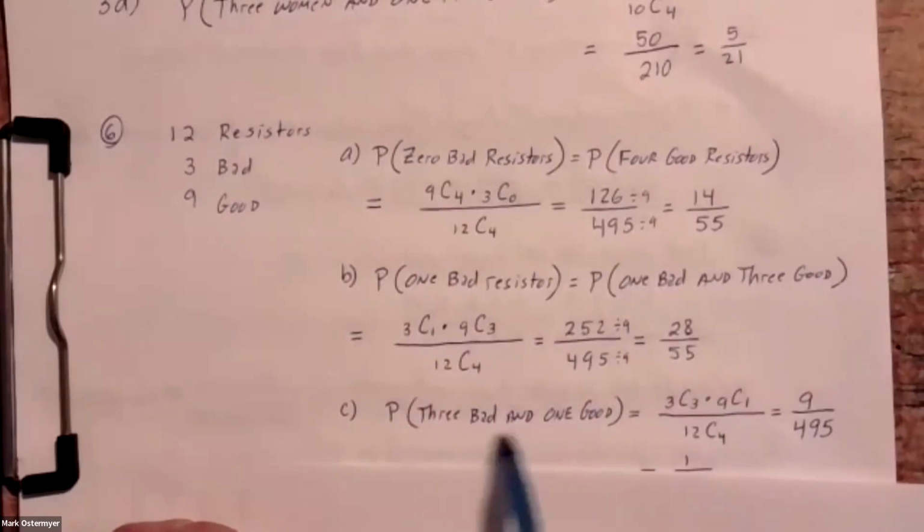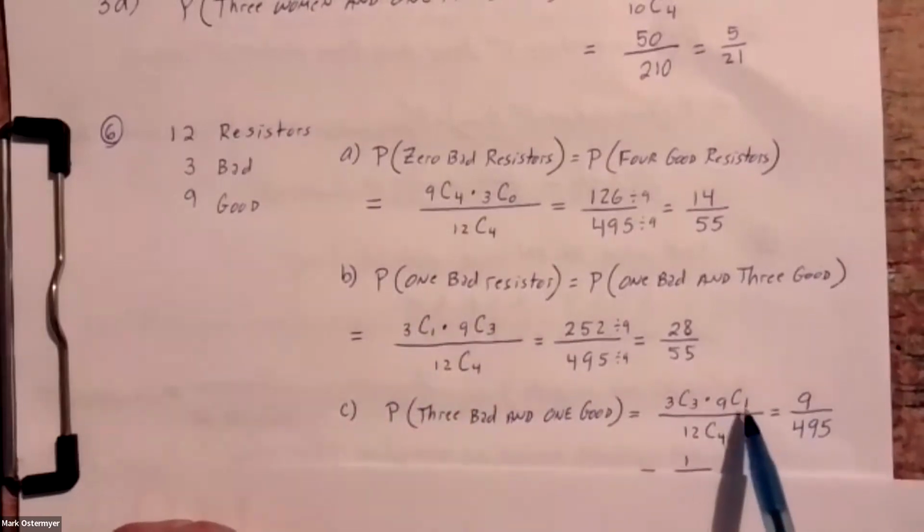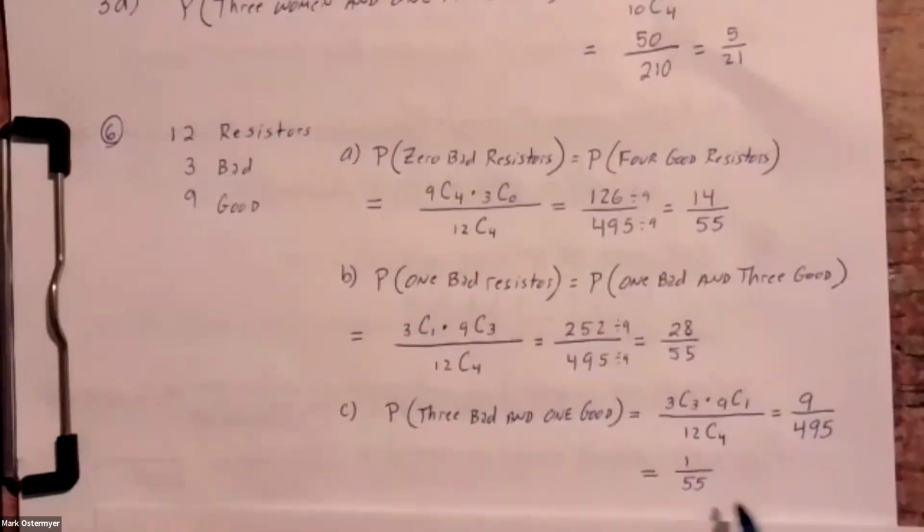Times, what's the probability of selecting 1 good resistor from 9 good resistors? Order does not matter. 9 in combination with 1. Divided by 12 in combination with 4. 9 over 495 reduces down to 1 over 55. And that's your probability for part C there.